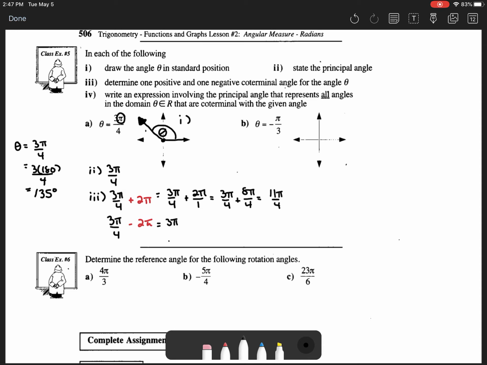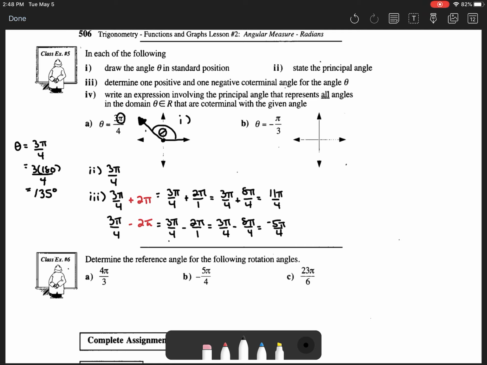I use the same process in the denominator, but I subtract 2 pi. So this would be 3 pi over 4 minus 2 pi, which is basically over 1. So that's equivalent to 3 pi over 4 minus 8 pi over 4 with a common denominator. 3 minus 8 is negative 5. So negative 5 pi over 4 is one negative coterminal angle. So I have one positive, one negative coterminal angle for that question.